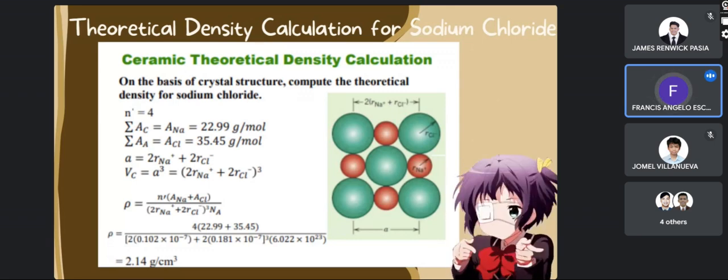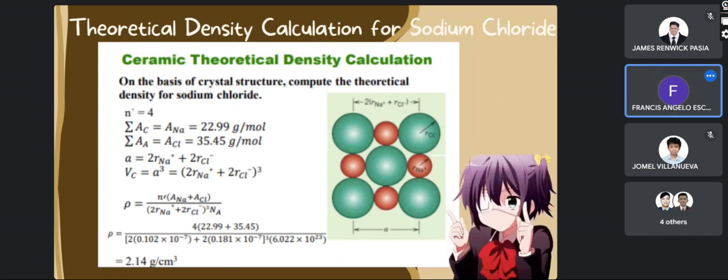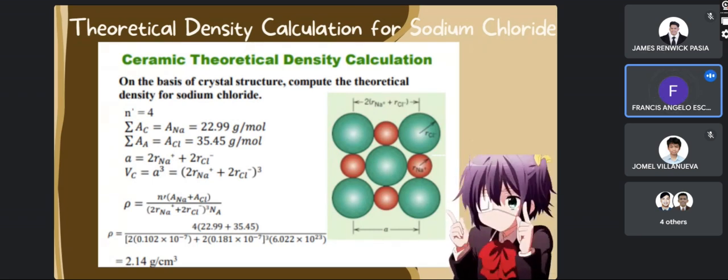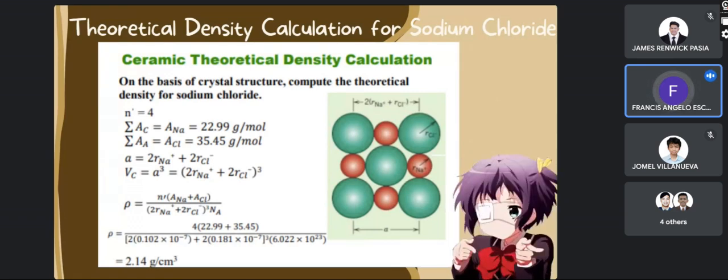So density is equal to 4 times the quantity of 22.99 plus 35.45 over 2 times 0.102 times 10 raised to negative 7 plus 2 times 0.181 times 10 raised to negative 7, times 6.022 times 10 raised to 23. So after that, we can now come up with the theoretical density for sodium chloride, which equals 2.14 gram per cubic centimeter.